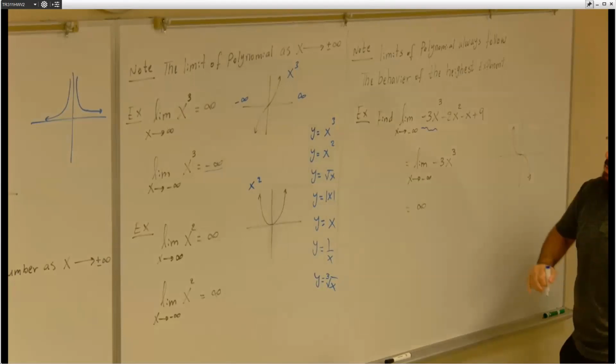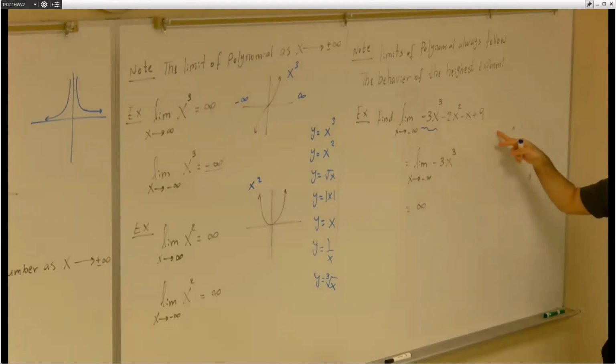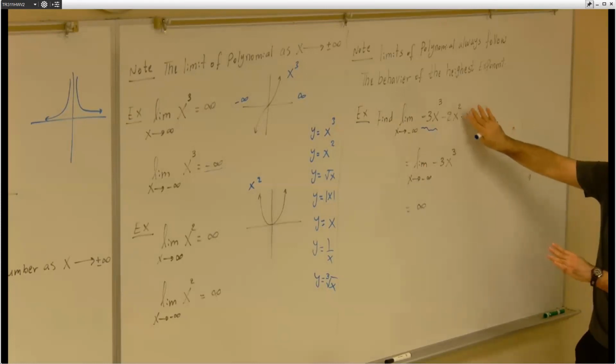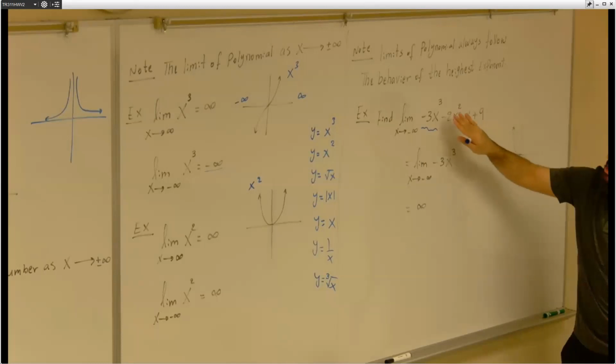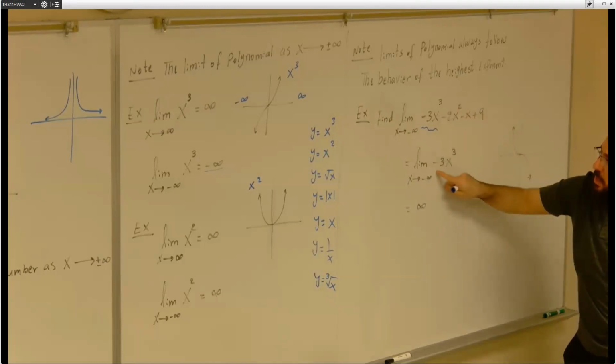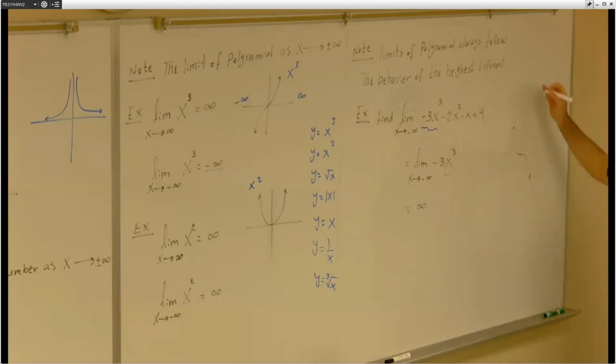For this example, limit when x approaches negative infinity, this is a polynomial. I'm not gonna look at all the parts, only at this one because this is the highest exponent. That means I'm gonna look at the limit of negative 3x cubed. If you look at this graph, the graph of x cubed, this side is up, this side is down. This is the graph of x cubed.